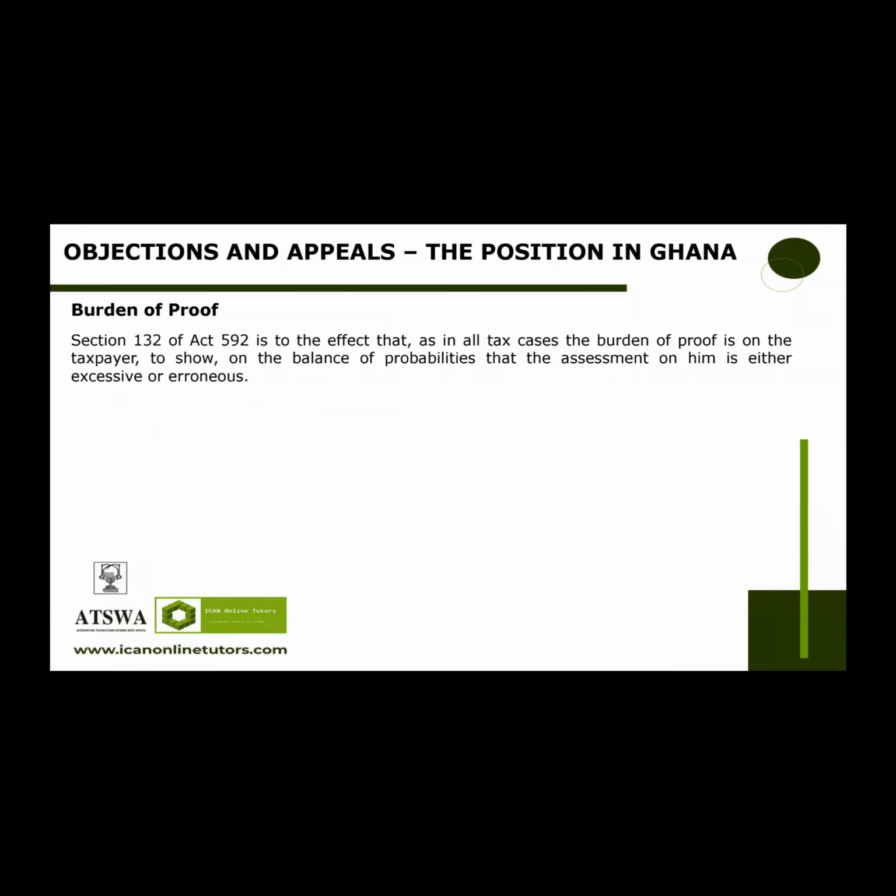Section 132 of Act 592 is the effect date. As in all tax cases, the burden of proof is on the taxpayer to show on the balance of probabilities that the assessment on him is either excessive or erroneous.